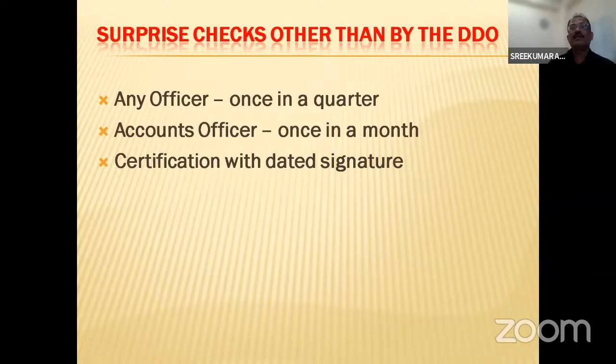The accounts officer also has the responsibility to do this work. As per the audit manual, it is to be done once in a month. Many accounts officers do it, but many, since they don't get time, don't do it. But they will definitely see that at least once in a quarter they do it. Certification with a dated signature. Everywhere, when you do it, it should be done with a dated signature. So it is not only the DDO's physical verification. It has to be done by an officer. It has to be done by the accounts officer also.